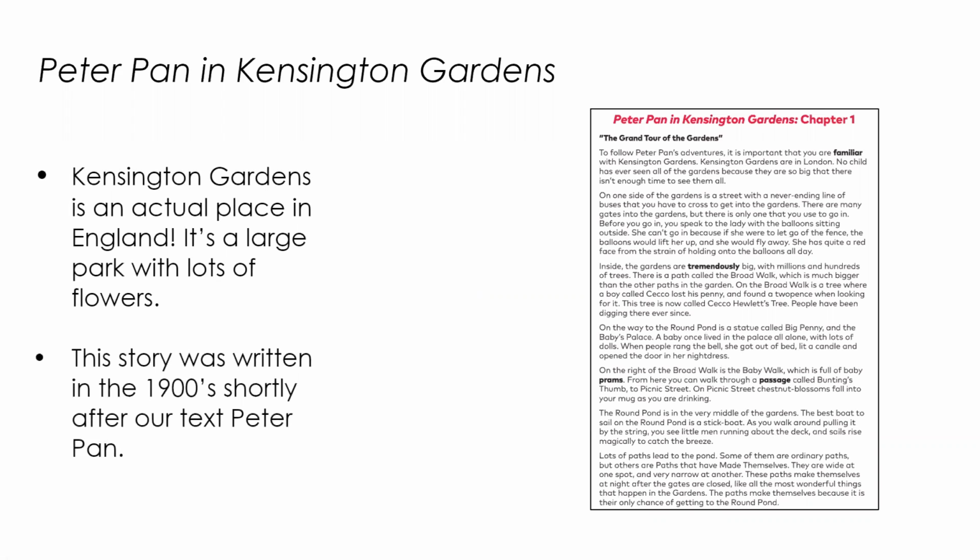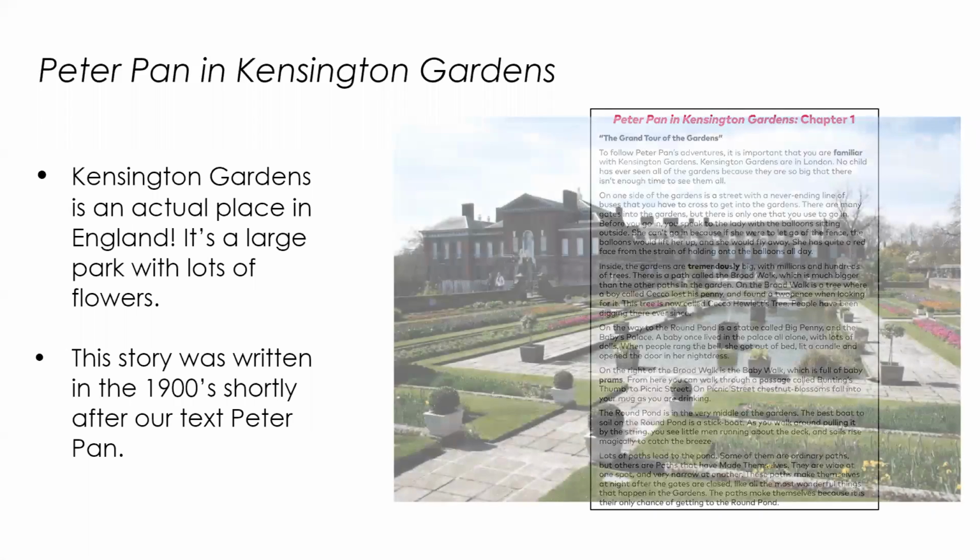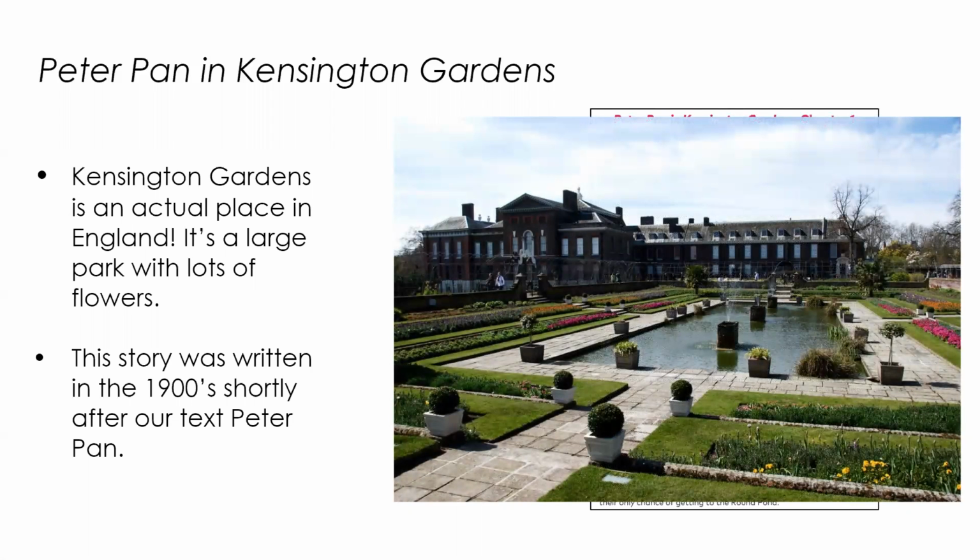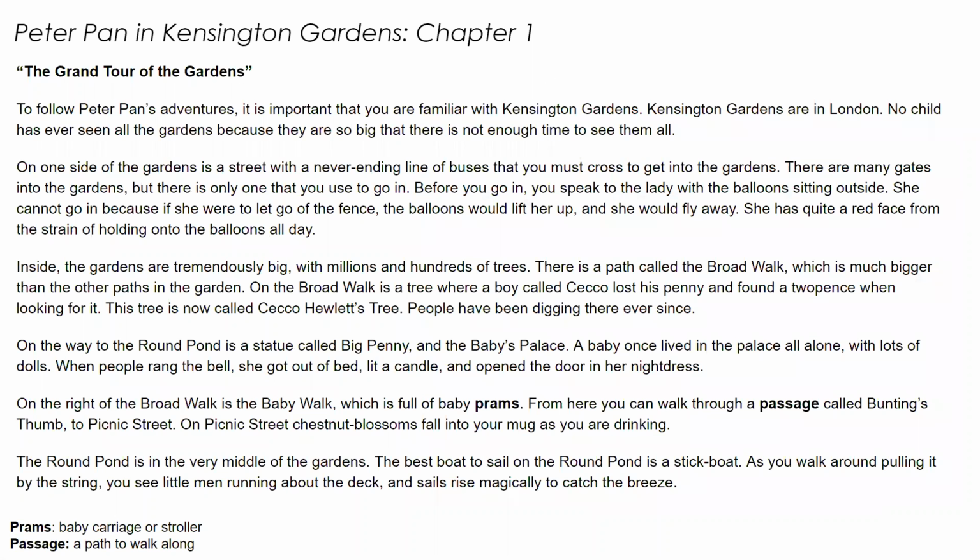Just to give some background knowledge on Peter Pan in Kensington Gardens. Kensington Gardens is an actual place in England. It's a large park with lots of flowers. It looks like this, beautiful. The story was written in the 1900s, shortly after our text of Peter Pan. So again, this is a literary classic, Peter Pan, and it's told many times, year after year, in different ways. So as you're listening, you're going to hear things that are the same and things that are different.